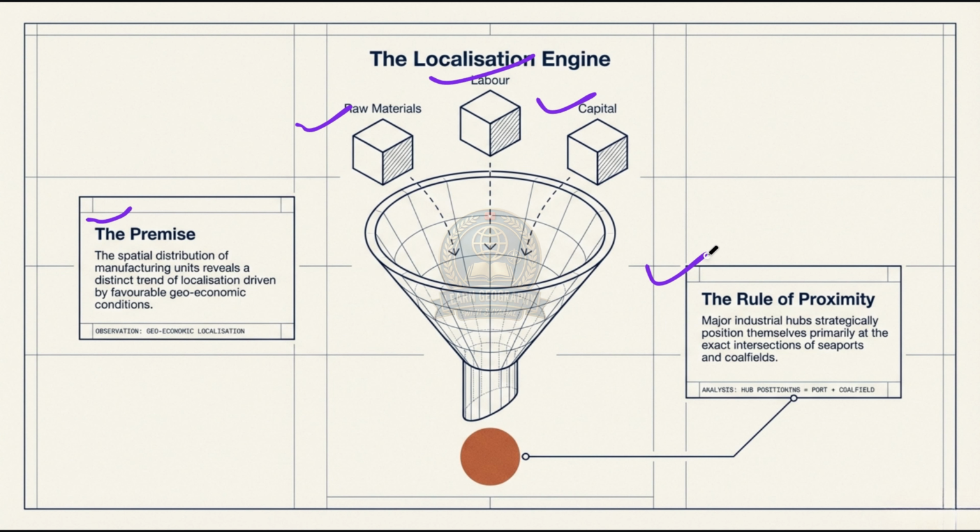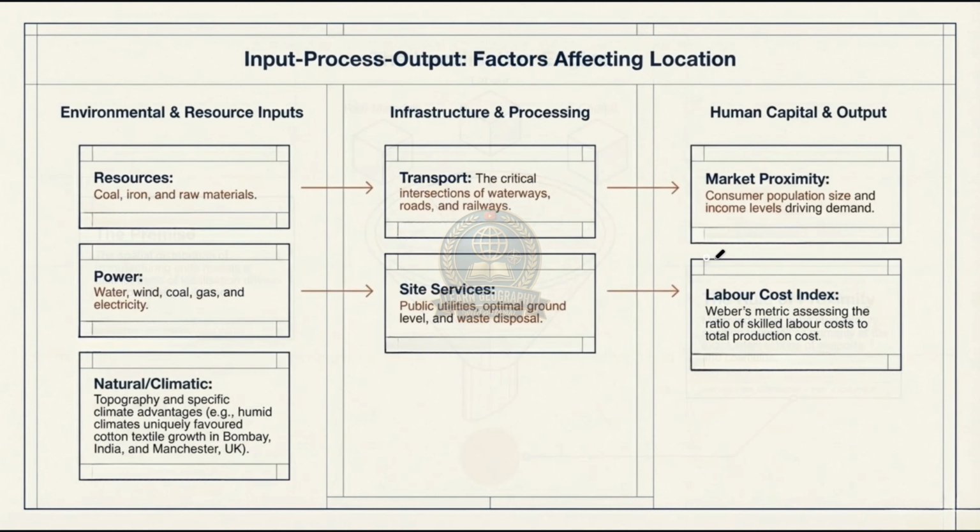The rule of proximity: major industrial hubs strategically position themselves primarily at the exact intersections of seaports and coal fields. Input, process, output factors affecting location. Environmental resource inputs: resources like coal, iron and raw materials; power like water, wind, coal, gas and electricity; natural and climatic topography and specific climate advantages. Example, humid climates uniquely favored cotton textile growth in Bombay, India and Manchester, UK.